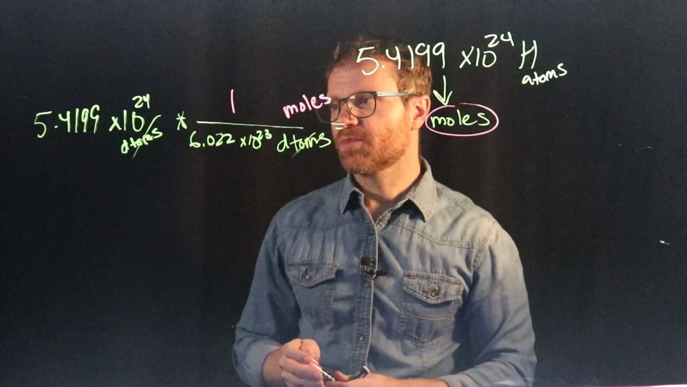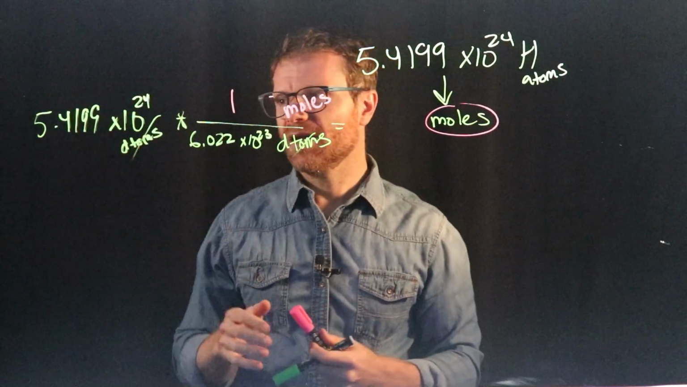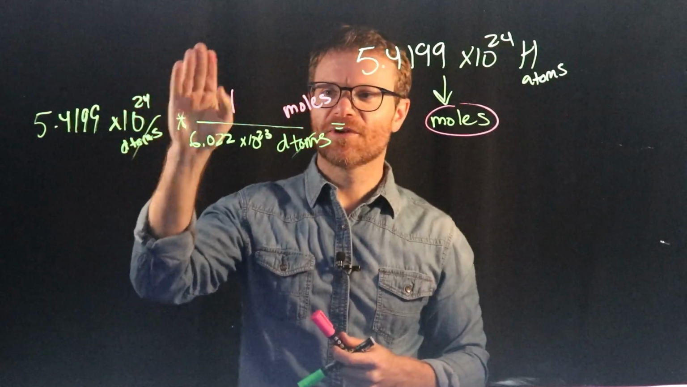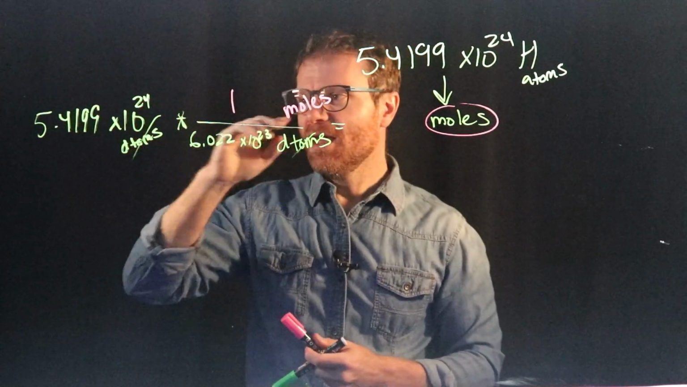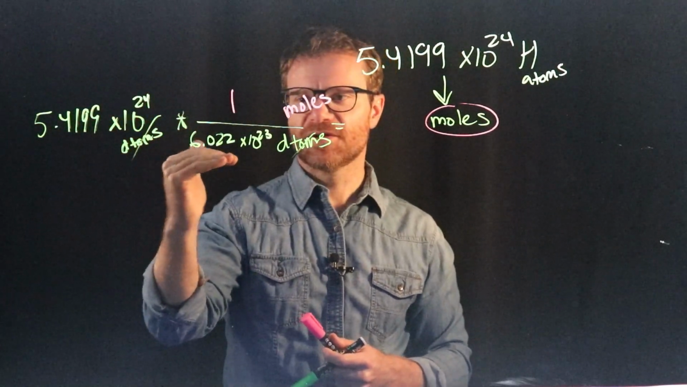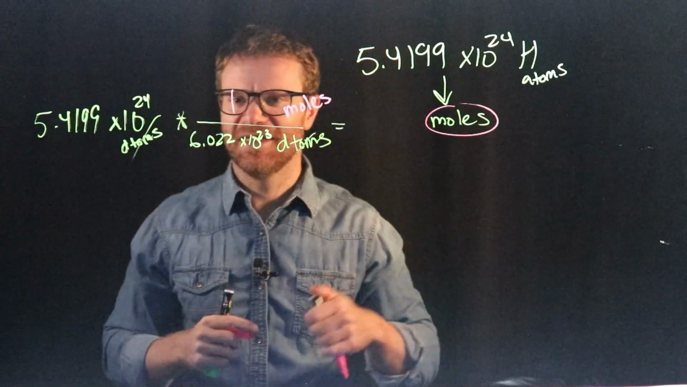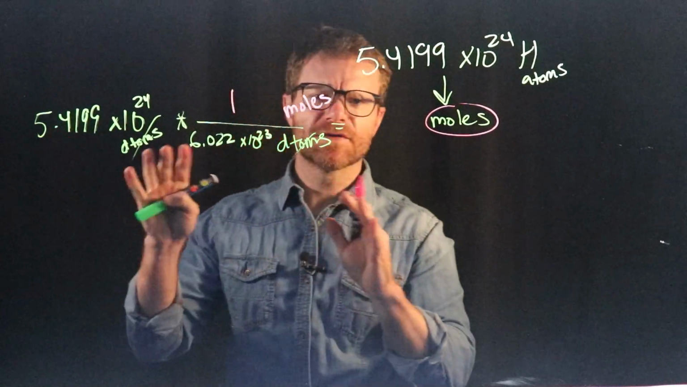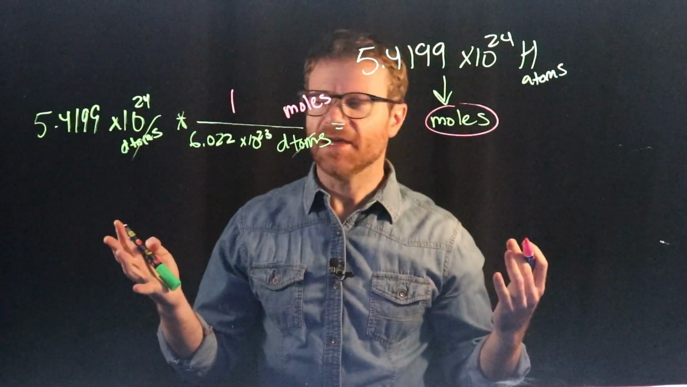No different from that last problem. The only difference is these numbers are bigger, right? So 5.4199 times 10 to the 24th times 1 is just 5.4199 times 10 to the 24th. And 5.4199 times 10 to the 24th divided by 6.022 times 10 to the 23rd is, I have no idea. Let's do the math. Okay. So one thing I might do, first of all, you could just put this in a calculator, but let's try doing it without a calculator just to flex.